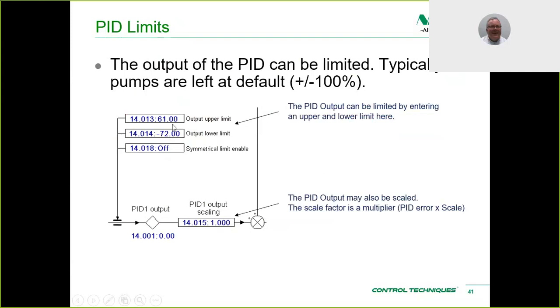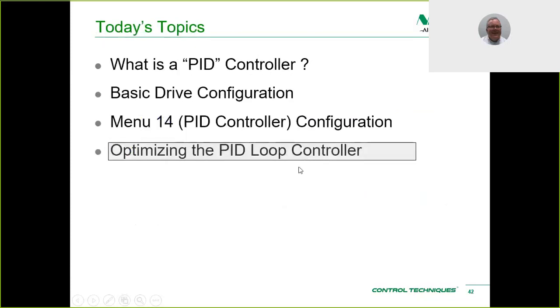In my case today, I'm just setting it up to 61 and minus 72 based on what I've got for my set point and my min-max frequencies. So, you might be able to get by with plus or minus 100%, but understand that you can limit it here. You can also scale the PID output by this amount here. The way the scale works, it's a multiplier. So a multiplier of 1 isn't going to do anything. A multiplier of 0.5 is going to reduce it by half, and so on and so forth. So you can scale your PID output there.